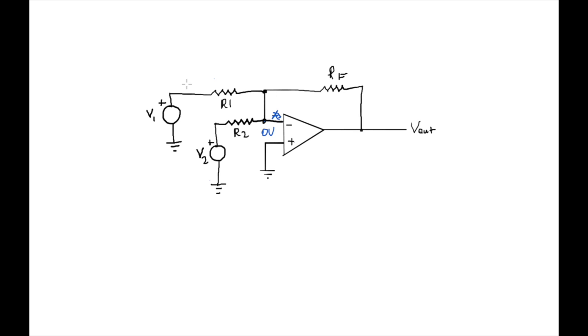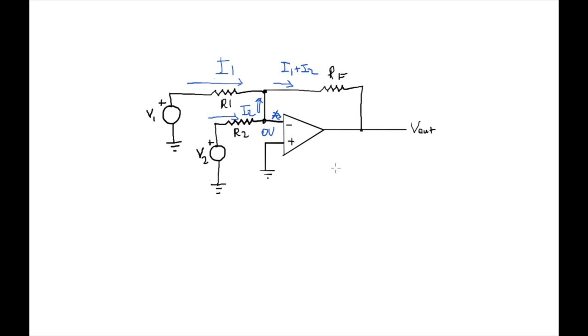So what happens is a current will flow like this, I1, and another current will flow like this, I2. Now I1 and I2 will not flow into the op-amp, so I2 will come here. And the summation I1 plus I2 should flow through the feedback resistor. From here I can write Ohm's law for each of these three resistors.